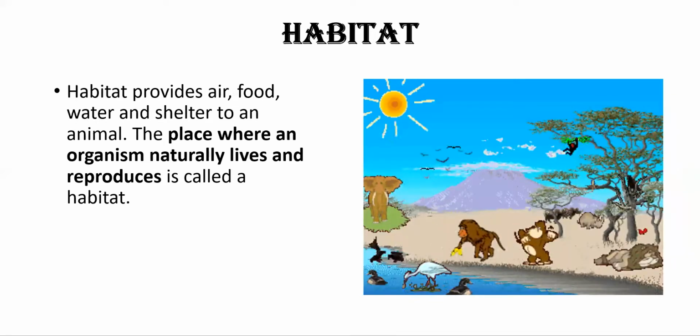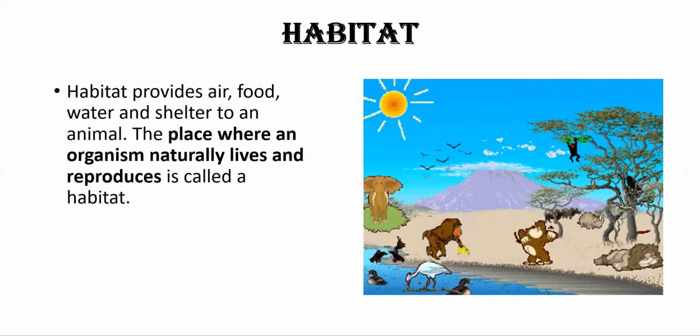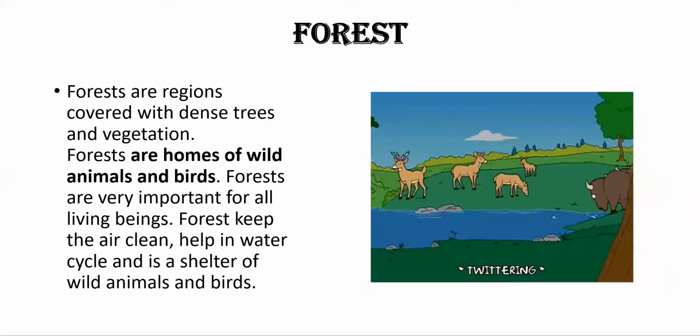What is habitat? Habitat provides air, food, water, and shelter to an animal. The place where an organism naturally lives and reproduces is called a habitat.